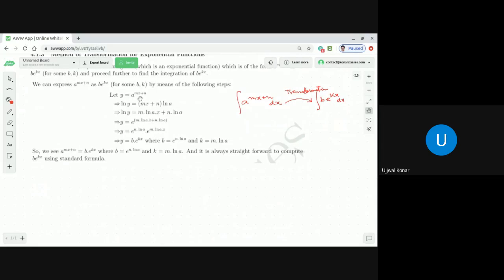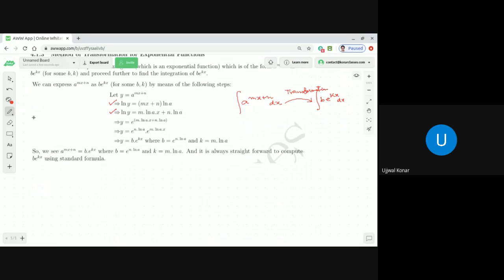Suppose a power mx plus n is given, y equals a power mx plus n. How to do this? We will take logarithm of both the sides. Then we will get ln y is equal to (mx plus n) into ln a. That implies ln y is equal to m into ln a into x plus n into ln a. Then y is equal to e power m into ln a into x plus n into ln a.